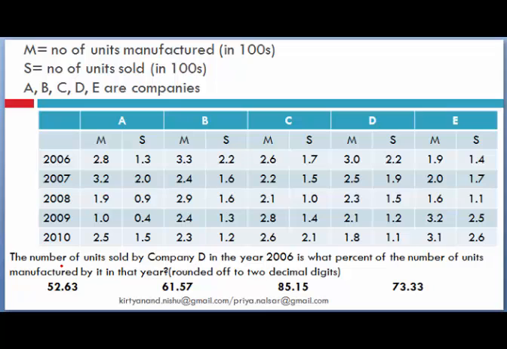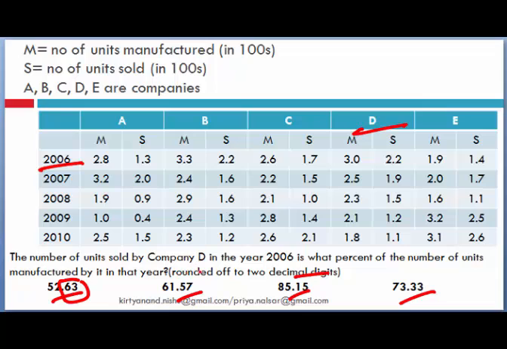Now coming on to the third question, let us see the number of units sold by company D in the year 2006. So we go to 2006 and we go to company D. It asks what percent of the number of units manufactured by it, rounded off to 2 decimal digits. Now you see all these options are far apart from each other, so you should totally ignore the last 2 digits. So basically it is 52%, 61%, 85%, 73%, and in fact you can see that these are all in different tens. One is in the 50s, one is in the 60s, one is in the 80s, and one is in the 70s. So the options are quite far apart from each other. So again we will not do a proper calculation.